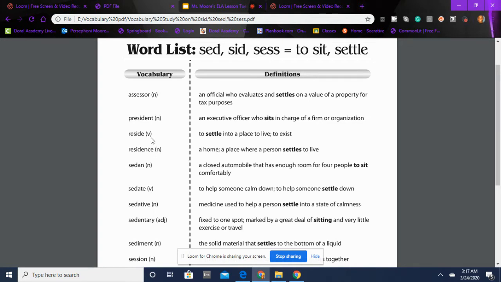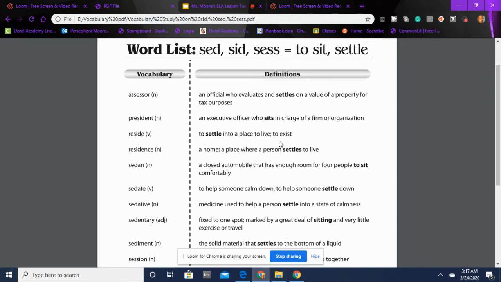Reside, next, is a verb. When you reside somewhere, it means to settle into a place to live or to even exist. We reside in Las Vegas. Some of us may reside in Henderson. We reside in the homes that we live. That's where we have settled, and that's where we will stay until we decide to reside somewhere else.